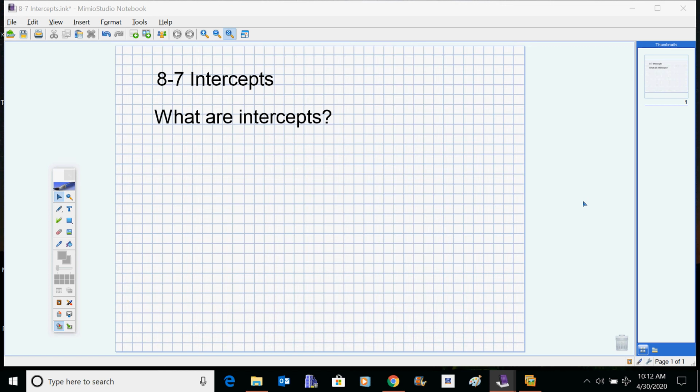Hello, pre-algebra students. What I would like us to do today is learn about intercepts. Now, the way that I'm going to have you deal with this one is that in the instructions it tells you that you need to send me a picture of your notes. So please make sure that you take good notes.